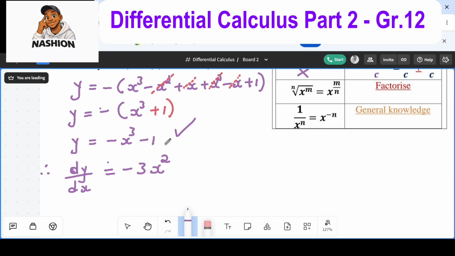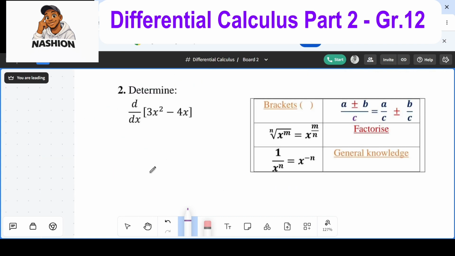Negative 1, remember, this is a constant. It doesn't have x attached to it. So we just leave it at that. That's just 0. We don't even have to write it as 0. And checkmate. Next customer, please.